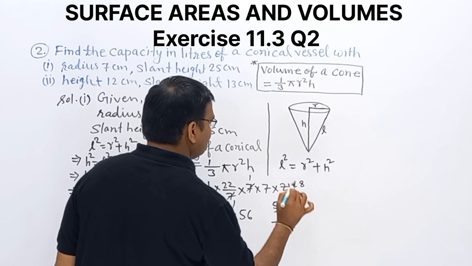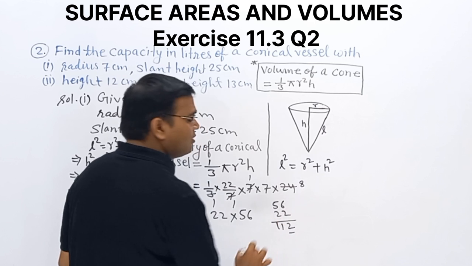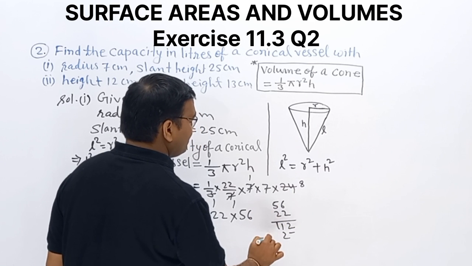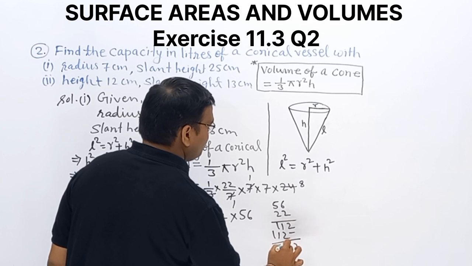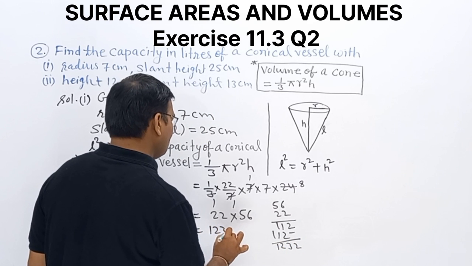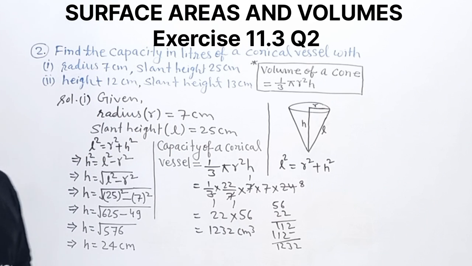6 2 ja 12. 1 is remaining. 5 2 ja 10. 10 plus 1 11. Observe. 6 2 ja 12, 1 is remaining, 5 2 ja 10, 10 plus 1 11. 2 3 2 1. What are we getting? 1232 centimeter cube we obtained.